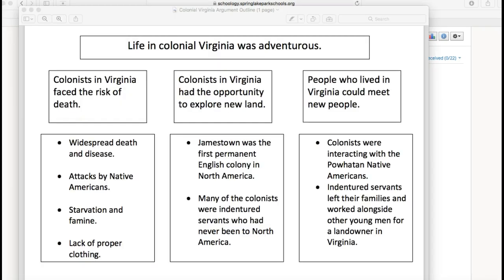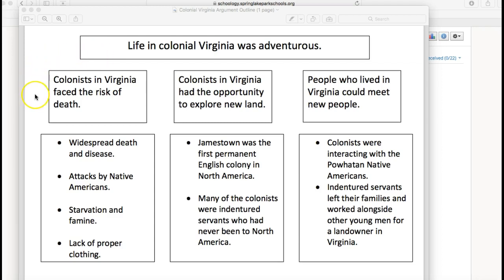It is important when you craft an historical argument to use a little time to plan your writing. On the screen now is a sample outline that I created to answer the prompt, what was life like in colonial Virginia? You may notice at the very top is my point. Based on the readings in the unit and the documents, I chose to answer the question with the statement, life in colonial Virginia was adventurous.